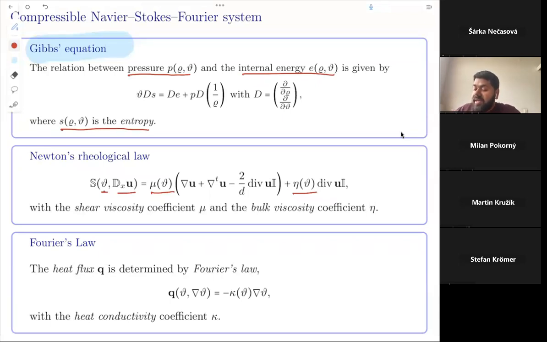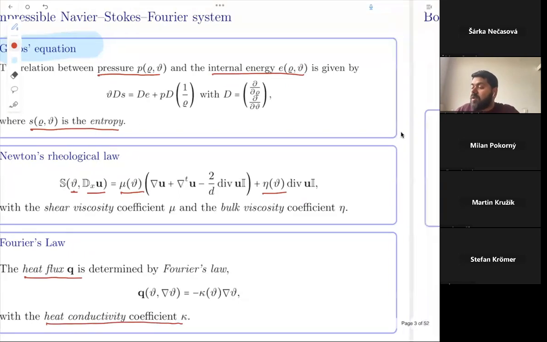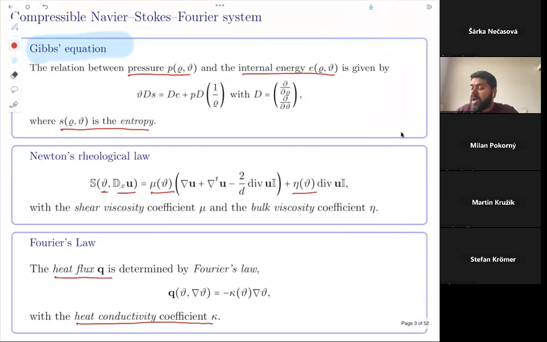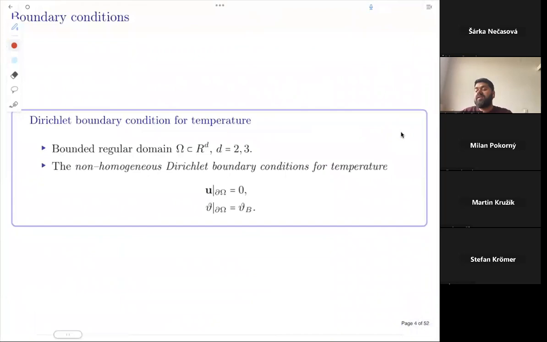The next thing is how the heat flux is defined, and it is given by the Fourier law. You see there is kappa, which is called the heat conductivity coefficient. I will talk about some particular form because eventually our result depends on some particular structural hypotheses on this heat conductivity coefficient, or all these coefficients. But okay, before going to that, what we are interested in is the Dirichlet boundary condition.